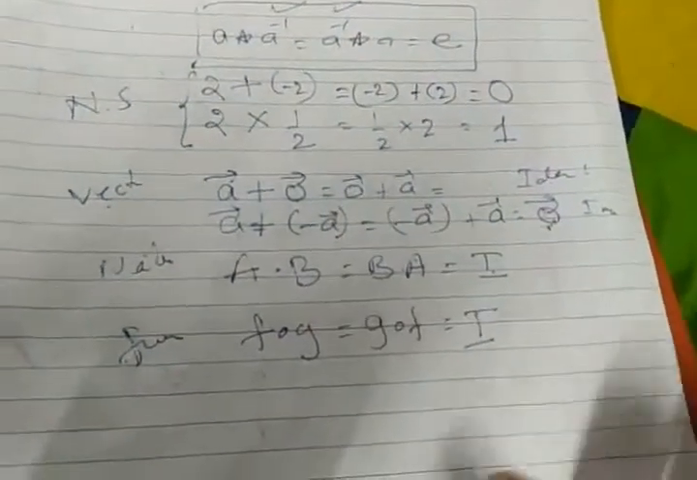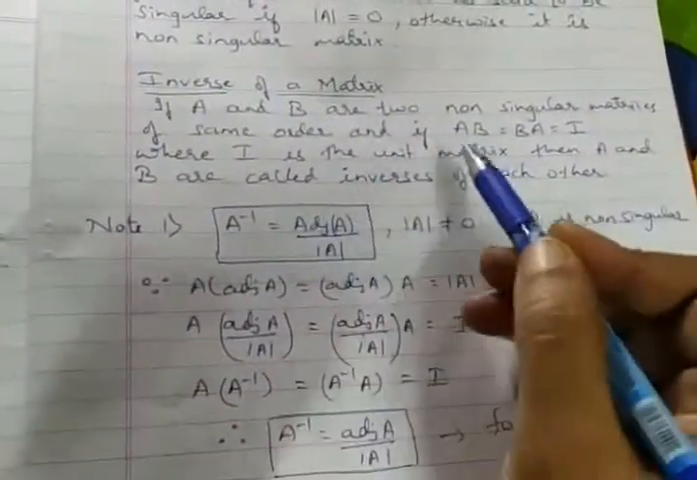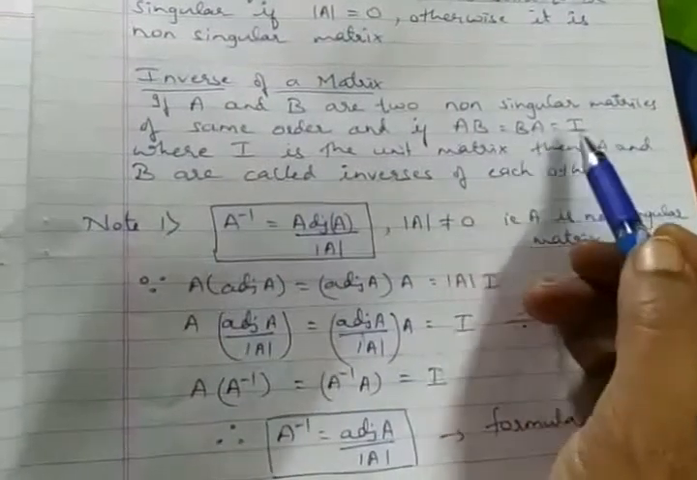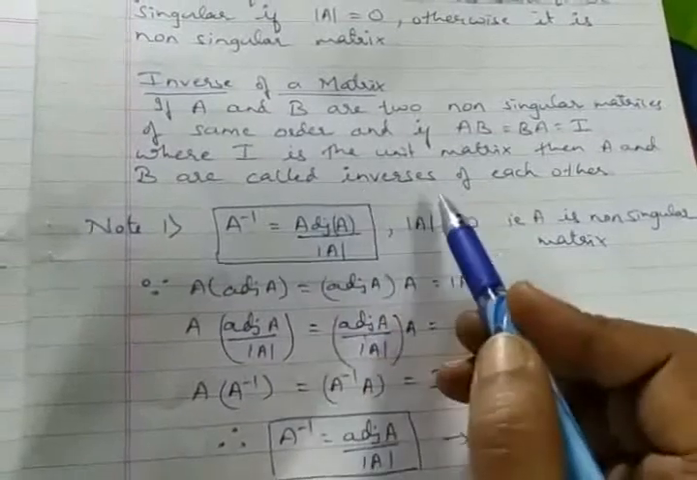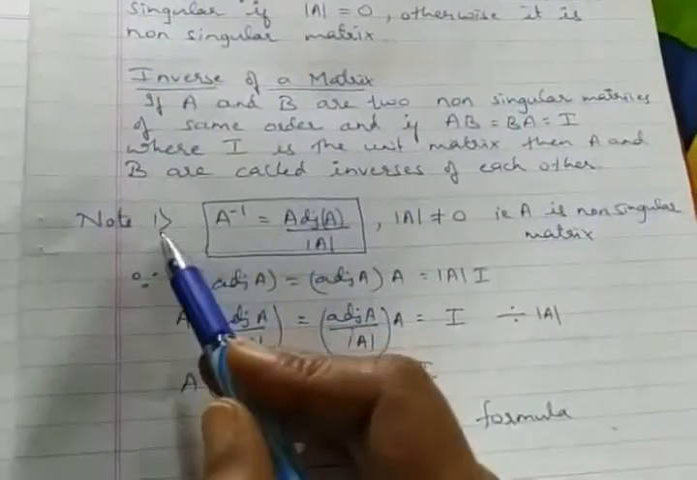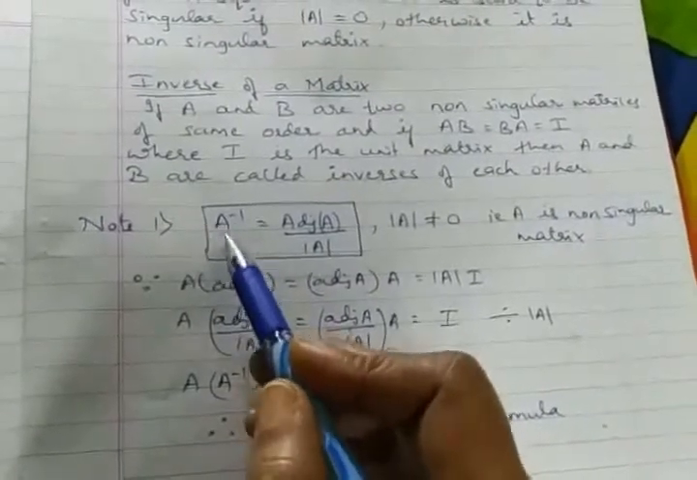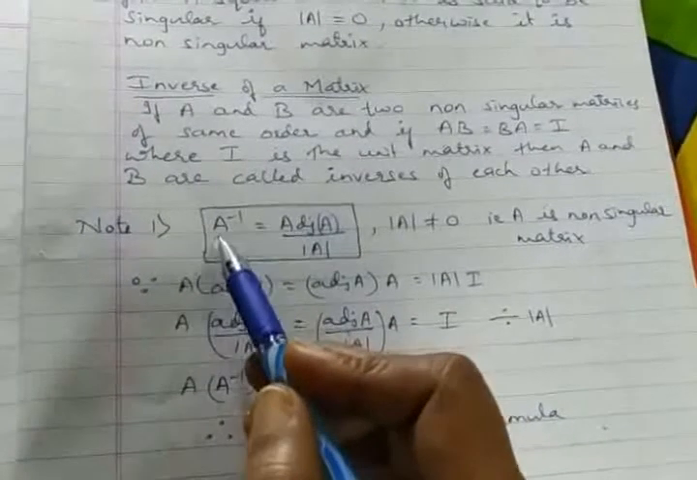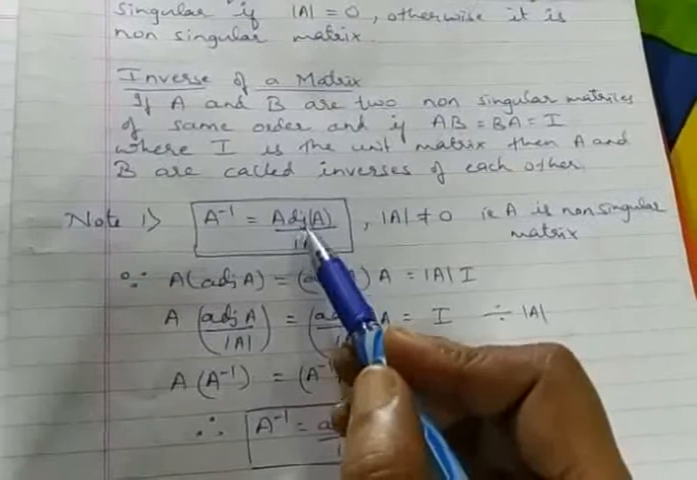So similarly, I was speaking about the inverse of a matrix, and let me come back to the definition. That's why we say here A into B or the reverse B into A is equal to I, where I is a unit matrix, then A and B are called inverses of each other. This is the definition part. Whereas you can note number 1 given here, where I can speak about the formula to find the A inverse. I said formula.